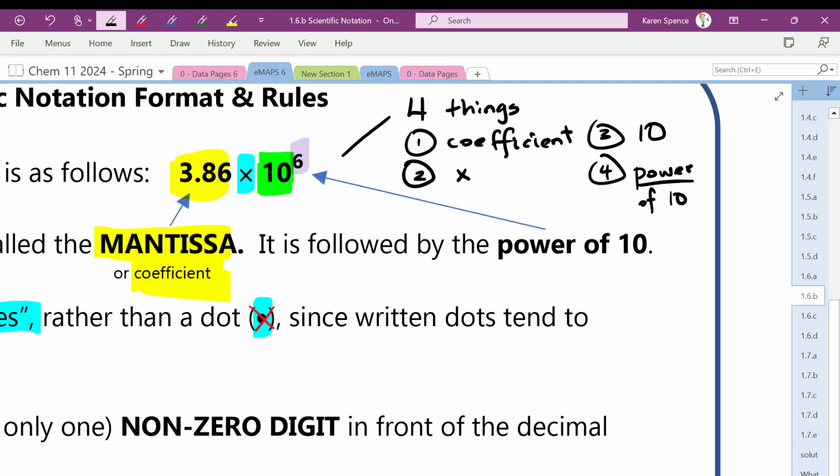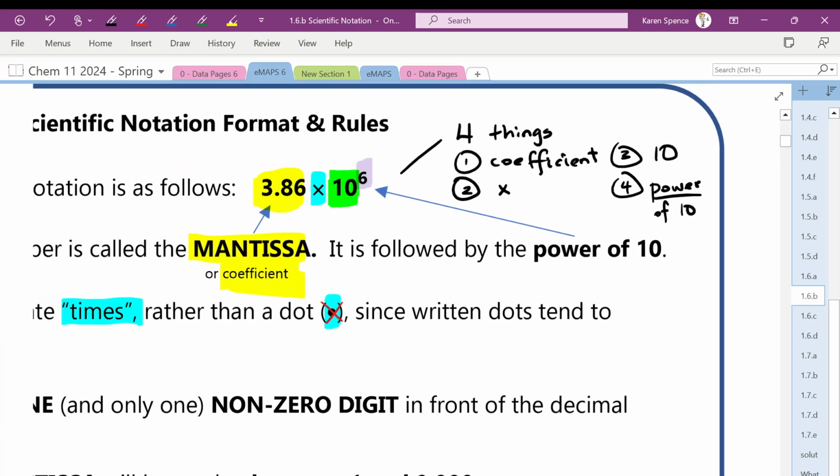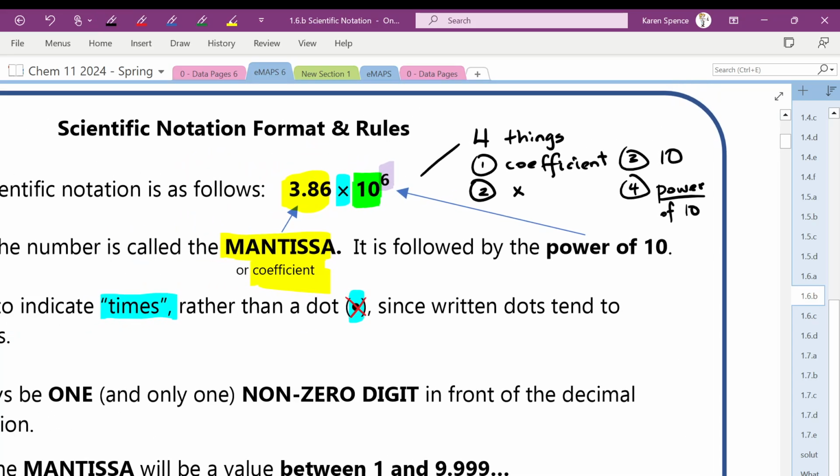Because sometimes I'll get people writing 10 if they just want to multiply by 10. But if you want to multiply by 10, you should multiply by 10 to the 1, which is just 10, okay? So those are the 4 things we need.